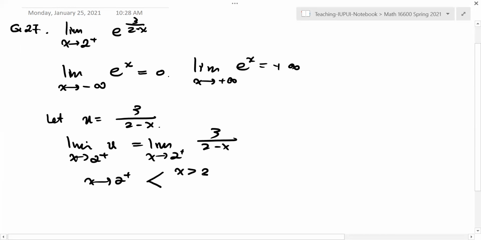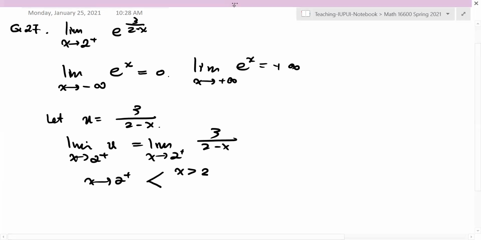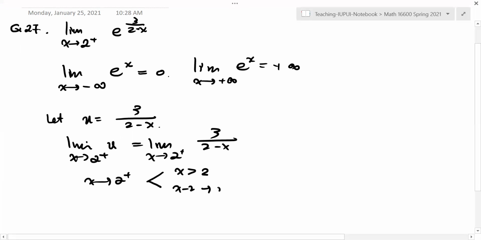X is greater than 2, then x minus 2 is positive. Then the second part is x minus 2 approaches 0 from the positive side. So here's 2 minus x. 2 minus x means the negative of x minus 2, so 2 minus x approaches 0 from the negative side.